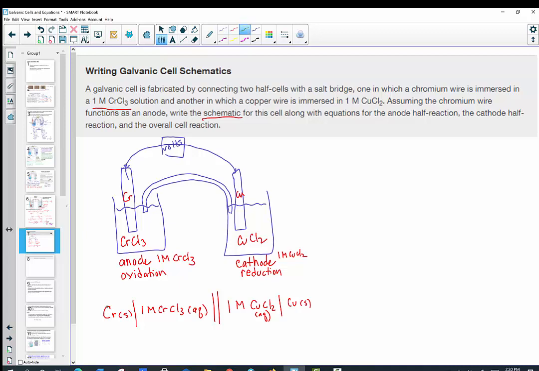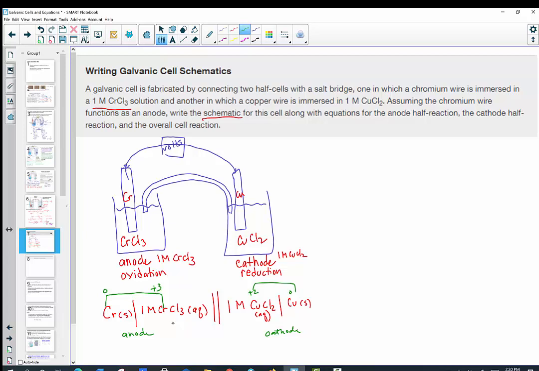Verify. Chromium went from 0 to +3. That is oxidation. Oxidation occurs in the anode. That looks good. Over here, let's verify. Copper went from a +2 to a 0. That is reduction, and that occurred in the cathode. So I've written them in the proper order, making sure that I always check that anode represents oxidation. I should become more positive as I write out the cell notation. Cathodes represent reduction, so I should become more negative as I represent those solutions.